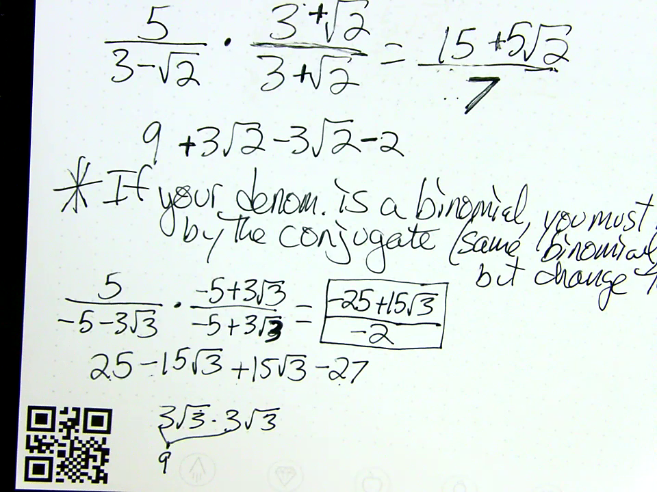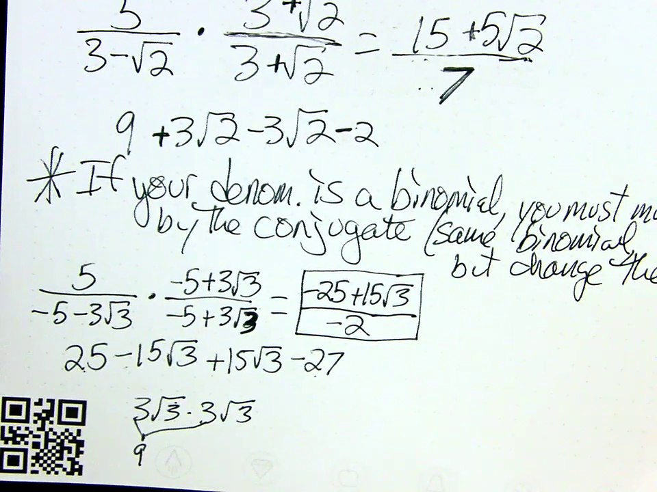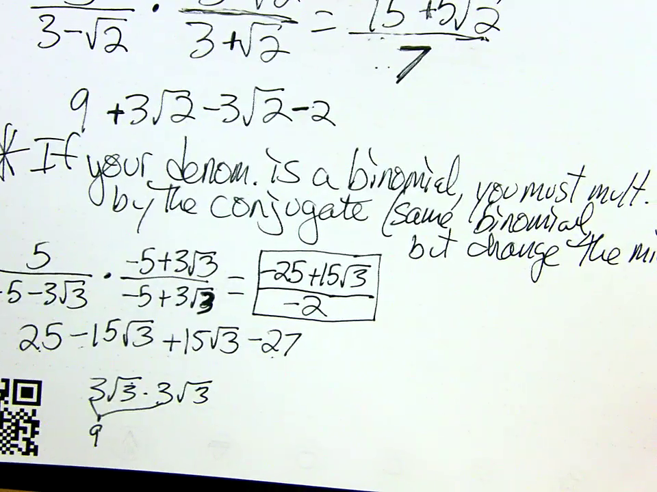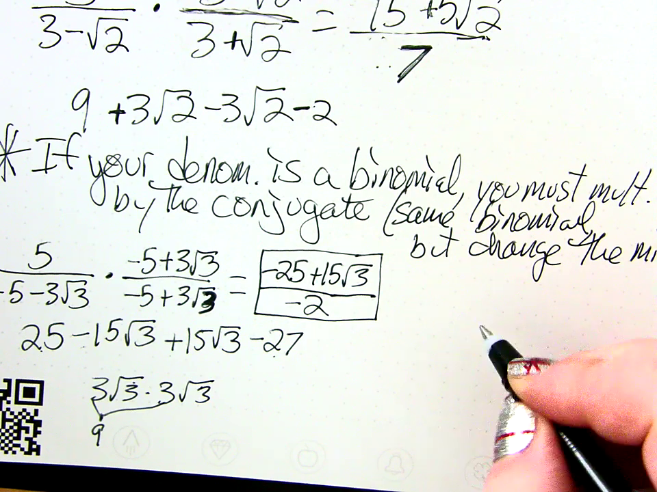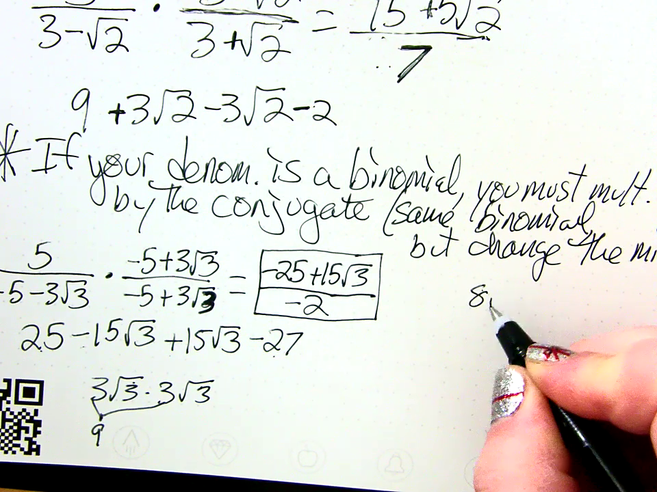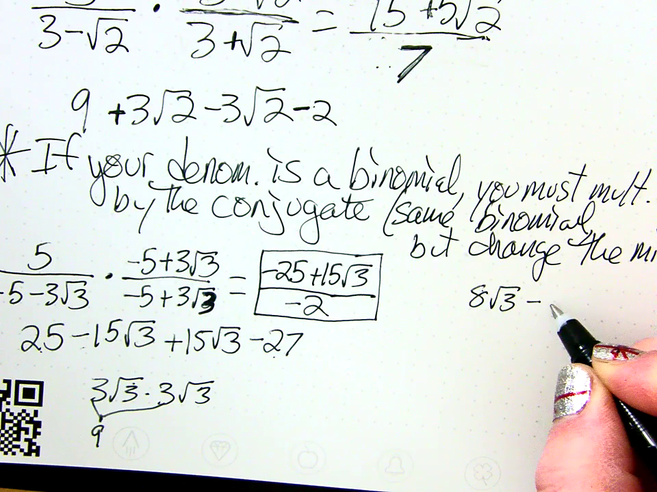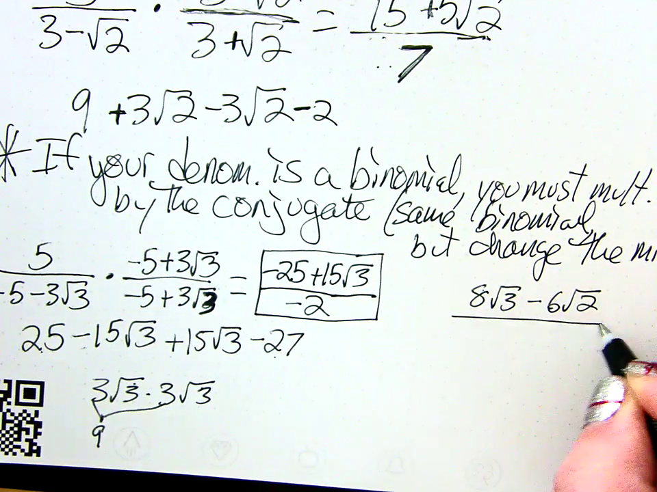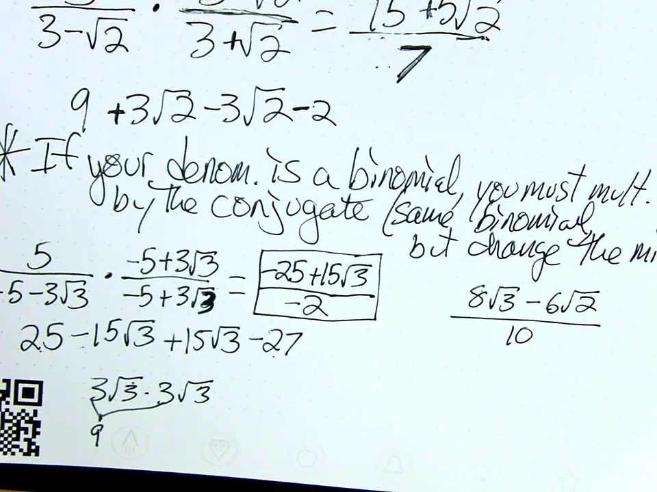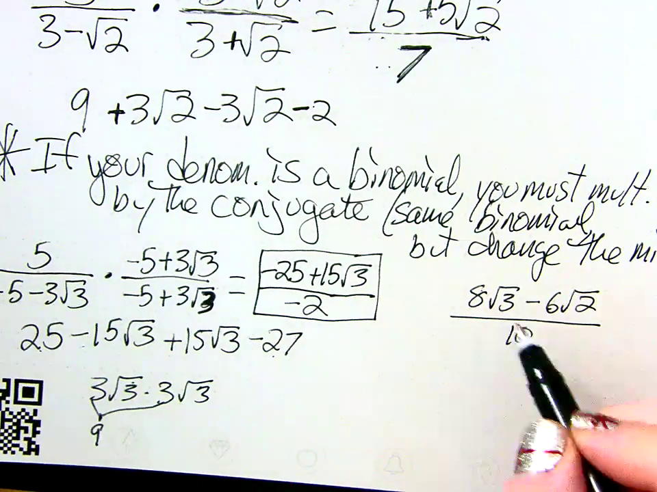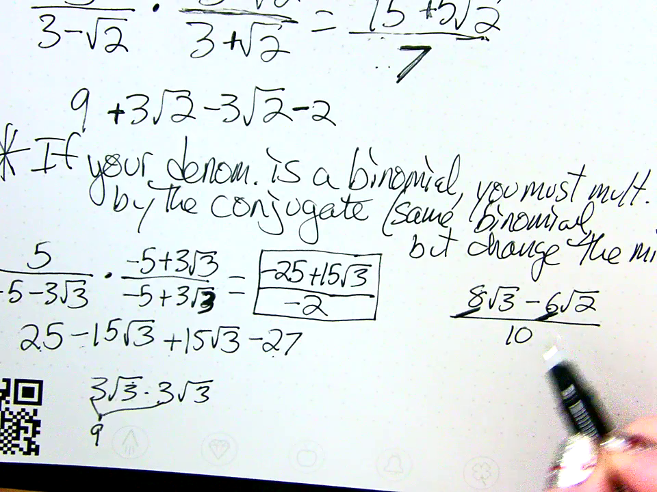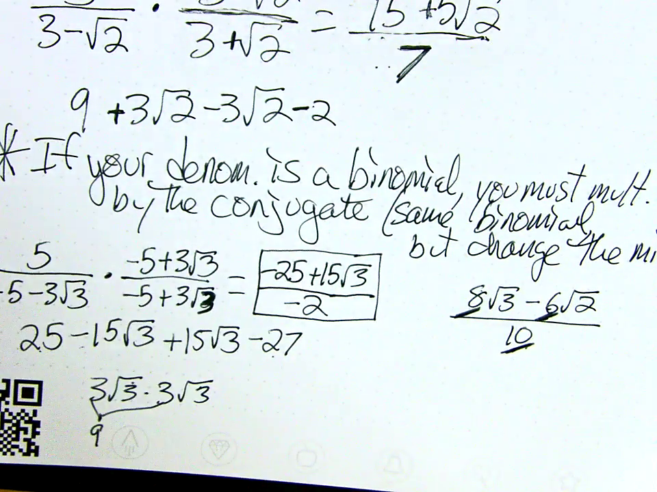Is that all right? Is everybody okay? By the way, I just want to show you a type of answer that can be simplified. This one can't. But let's just say you had an answer that was something like this. How about 8 root 3 minus 6 root 2 all over 10? That can be reduced. And here's why. Because all three of these, the 8, the 6, and the 10, all three of them are not in the house, and all three of them have a common factor. So I can reduce them all with each other. So I would divide everybody by 2, right?